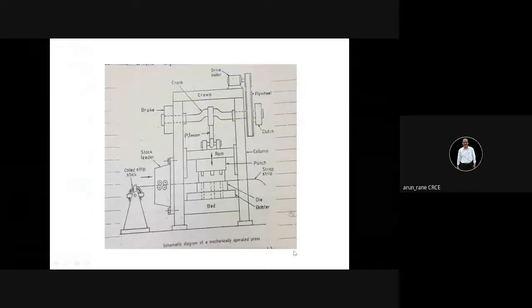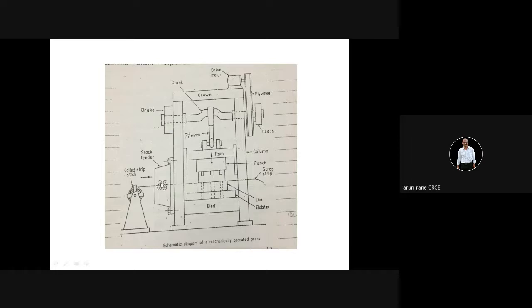This is the typical mechanical press. This is your decoiler because the strip comes in coil form, because it is easy for transportation. And then again, on this side you also have a coiling unit. So here you have a decoiler, here you have a coiler. The decoiled strip passes through the straightener.